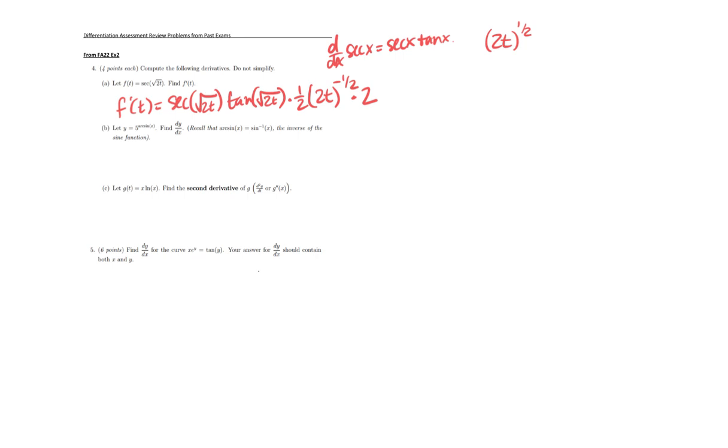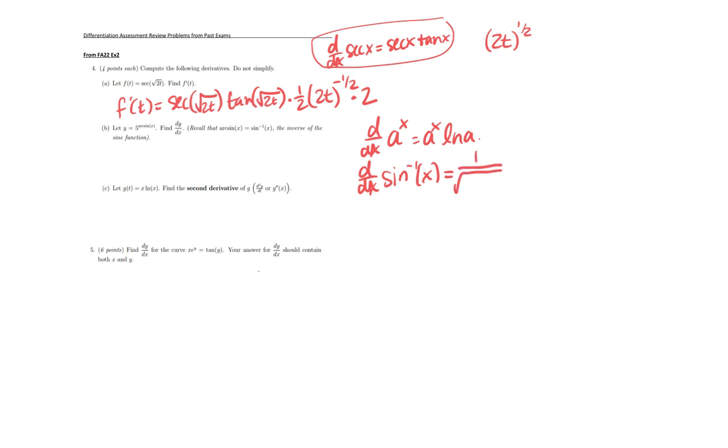Next it says y equals 5 to the arc sine of x. So we need to know a couple of derivative rules for this one. One is that the derivative of a to the x is equal to a to the x times the natural log of a, and in this case the base is 5, so a will be equal to 5. We also need to know the derivative of sine inverse of x, and that is 1 over the square root of 1 minus x squared.